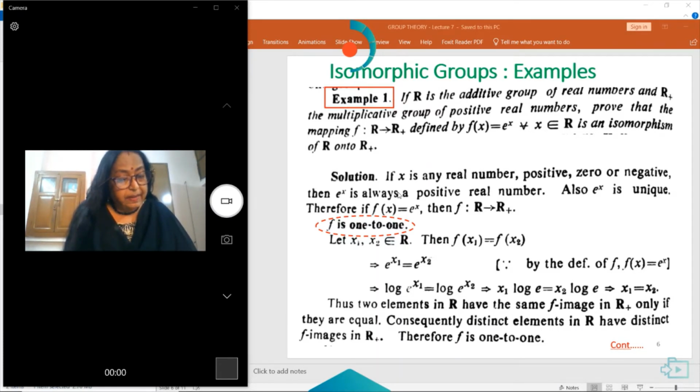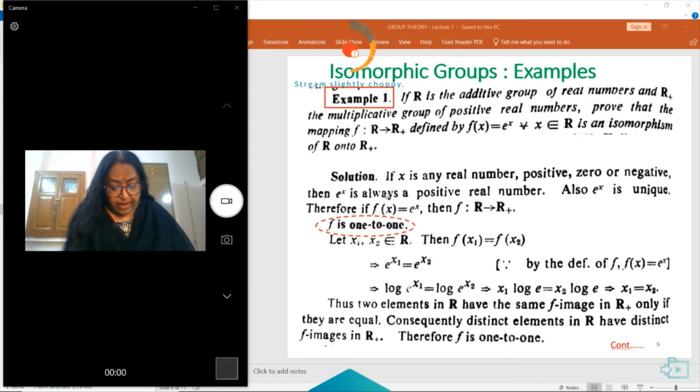R dash, that is R plus, is the multiplicative group of positive real numbers. Mind it, R plus is the multiplicative group of positive real numbers. Since e to the power x for positive, negative or zero value gives a positive value, this belongs to R dash. So for every value of x belongs to R, f(x) also belongs to R plus. So f is a function from R to R dash or R to R plus.